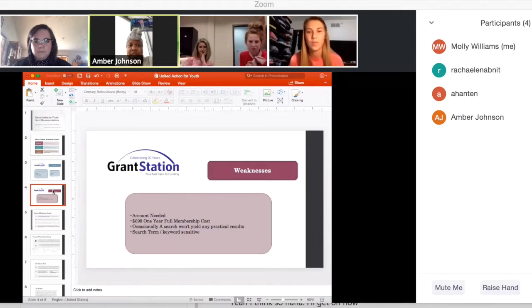So the GrantStation weaknesses: it is a really good source, but you have to have an account in order to be able to use it. And it does have a 1-year membership cost, which is $699. And so ultimately, if funds are already limited or you're just starting out, GrantStation might not be the best option for you.